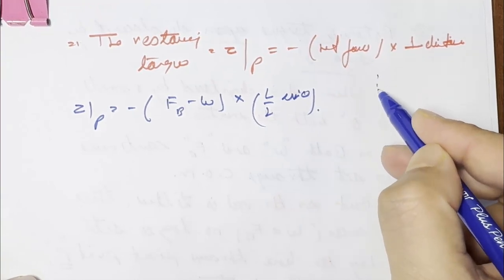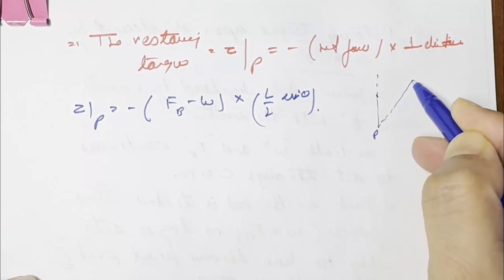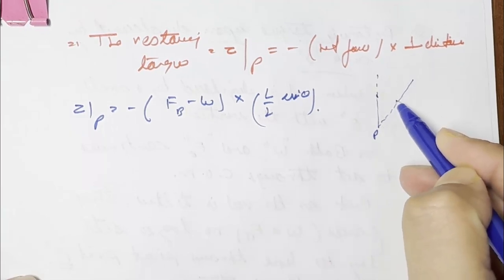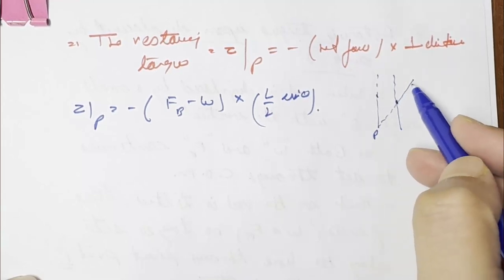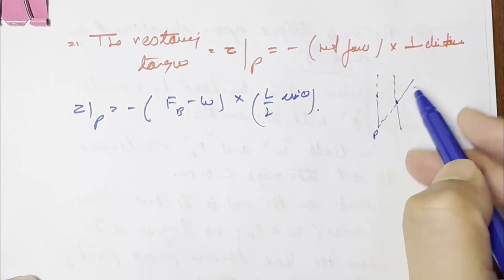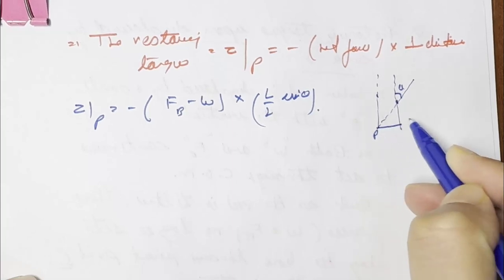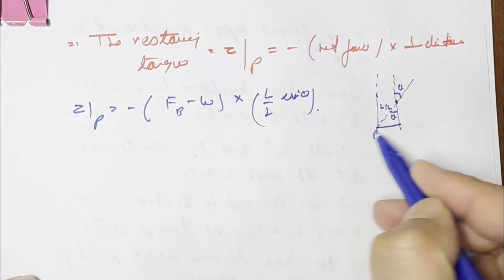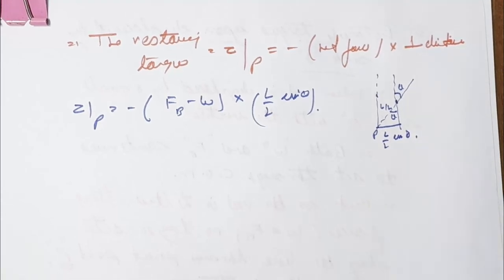So this is our vertical, this is point P, and the rod is now in this position. So this is the center of mass, and it is at an angle of theta with the vertical. So this distance is L by 2, and this angle is equal to theta, so the perpendicular distance will be equal to L by 2 sine of theta.